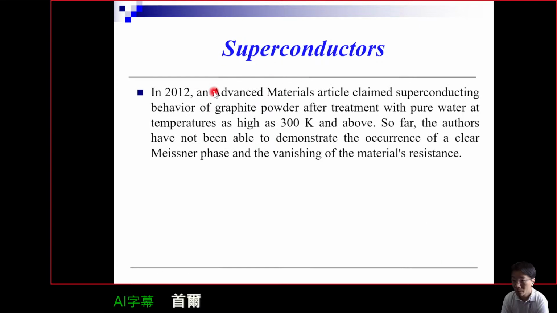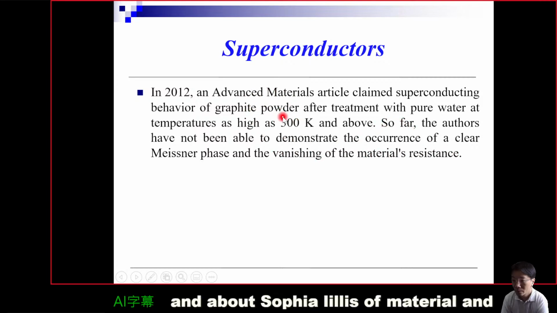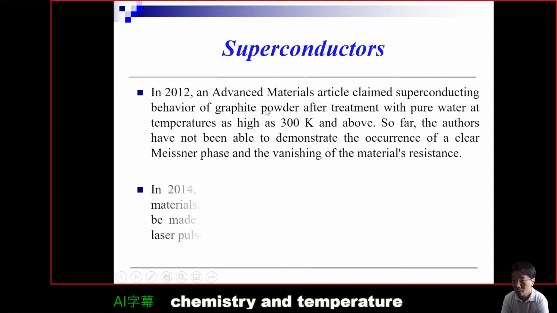So in 2012, an Advanced Materials article claimed superconducting behavior of graphite powder after treatment with pure water, at a temperature as high as 300 K and above. So far, they have not been able to demonstrate a clear Meissner phase and the vanishing of the material resistance. So they claim they found a room temperature superconductor, but they cannot repeat that experiment again.